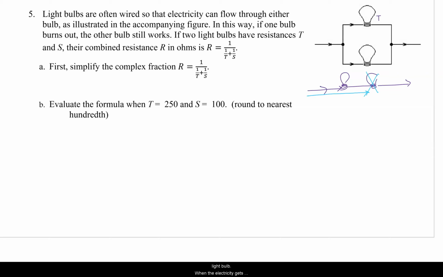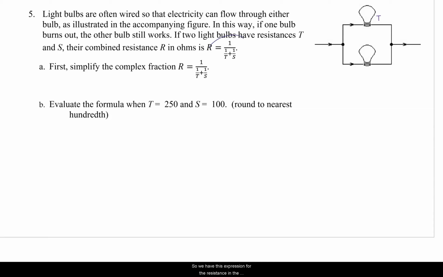It doesn't matter if it's the first light bulb that's out or the second light bulb. When the electricity gets there and the light bulb's out, it cannot go through the light bulb or around the light bulb to complete the circuit. Christmas lights are wired in parallel like this picture, so that if you lose one light on the tree, your entire string of lights is not completely dead. You still have a string of lights that work. You may just have one bulb that's out.